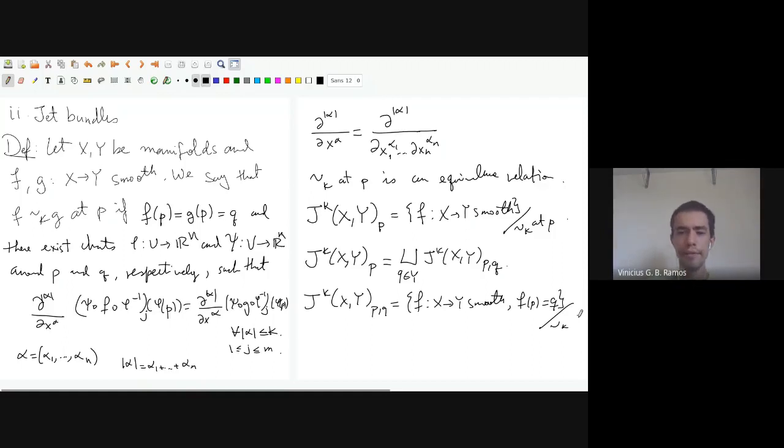Okay, and now you can also take the union over all points P and define the total jet space. So the total jet space is just the disjoint union of the jet spaces at P.